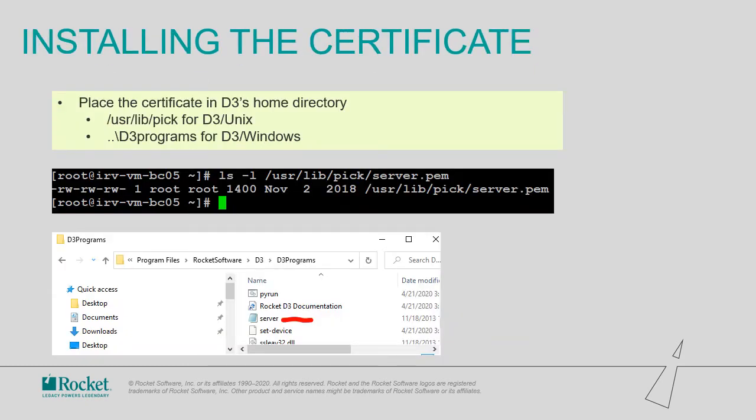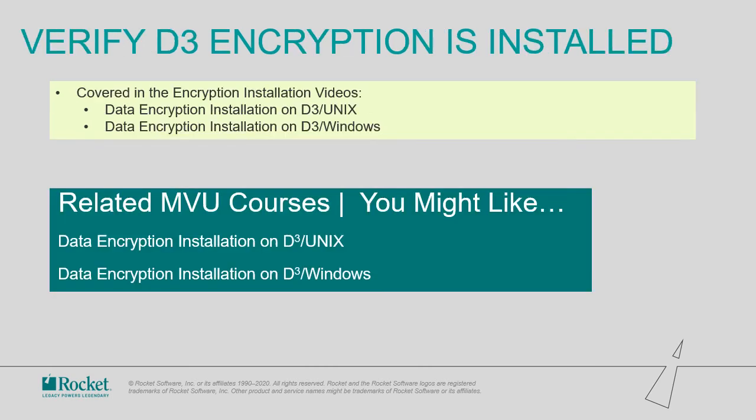Installing the certificate in the OS is really easy. Just place the server.pem file in D3's home directory. On D3 Unix, it's /usr/lib/pick, and on D3 Windows, it's in the D3 Programs directory.